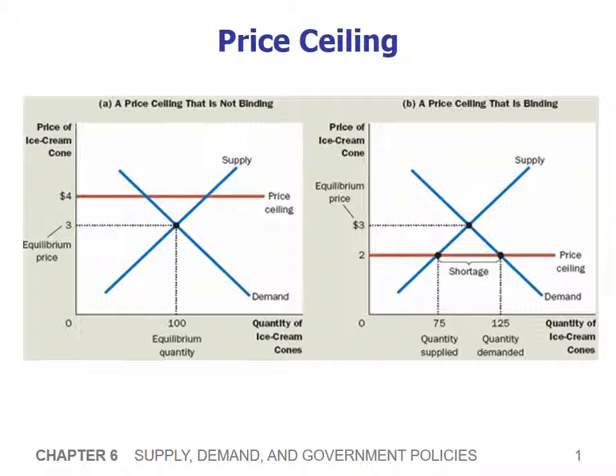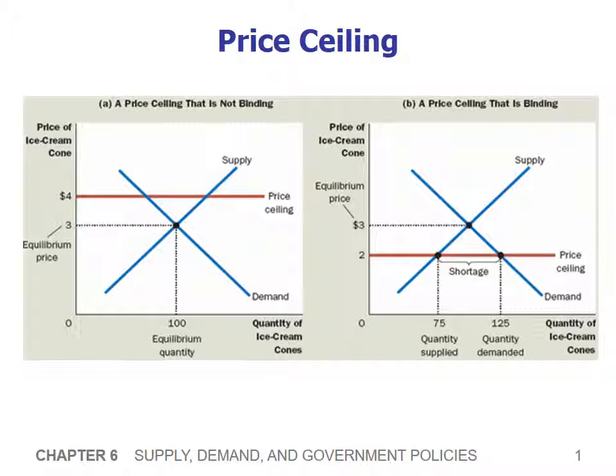However, in panel B, suppose government, influenced by a study which talks about the health benefits of ice cream, considers ice cream to be good and thus wants to keep its price low, and puts a price ceiling of $2 in the market for ice creams. Now this $2 is below the equilibrium price, and this is called a binding price ceiling.